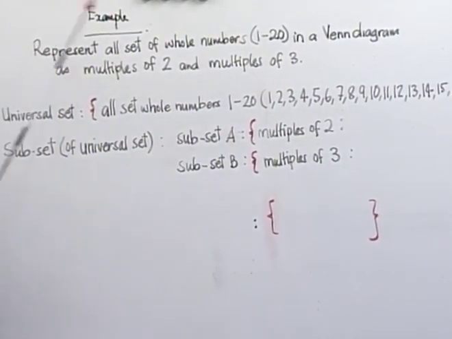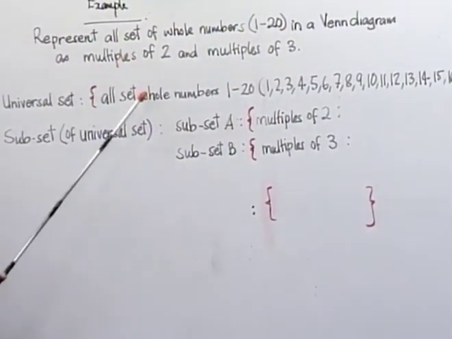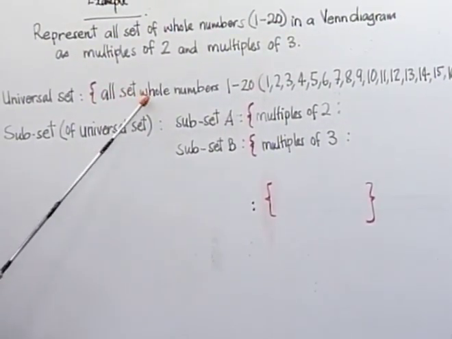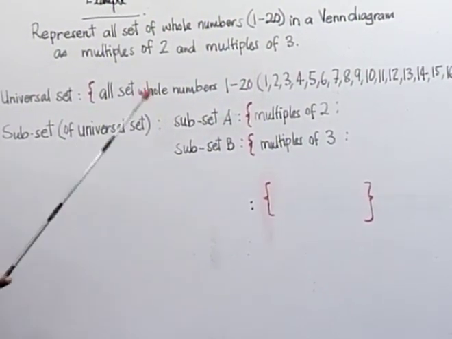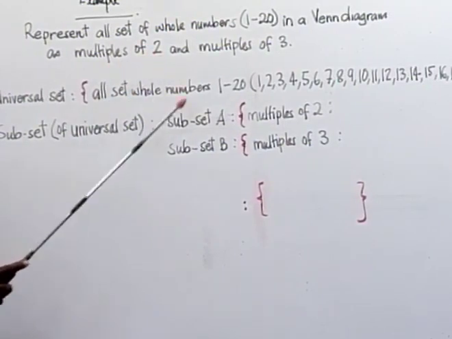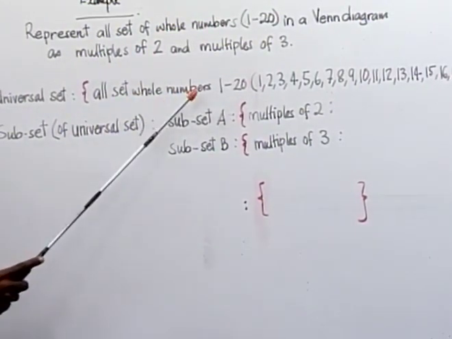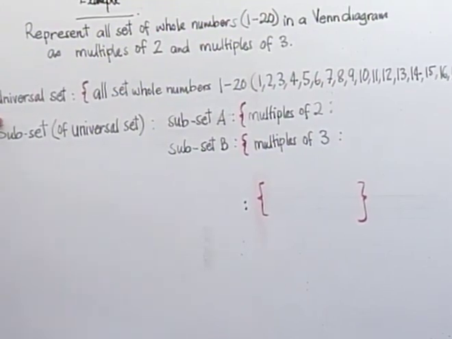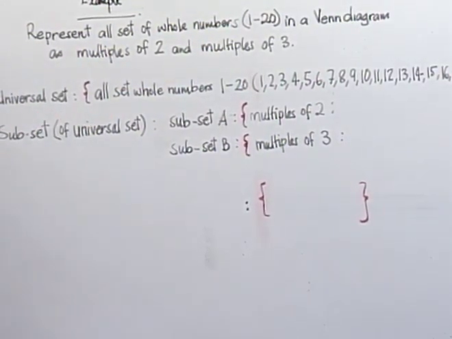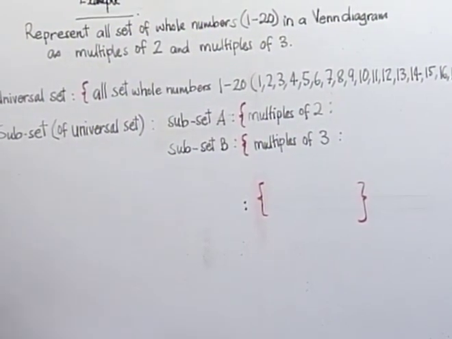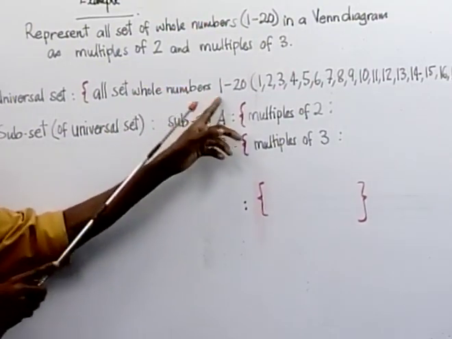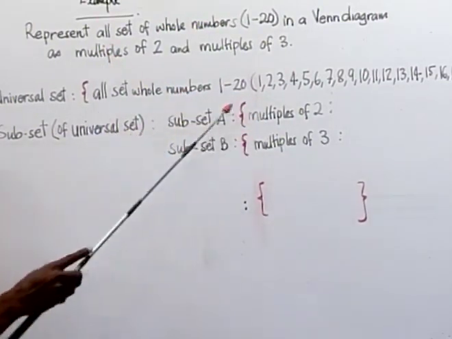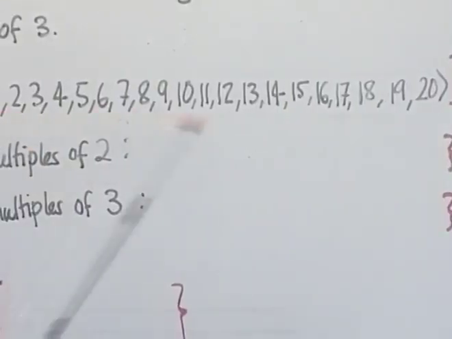Now, the whole set: all whole numbers are from 1 to 20. So 1 to 20 is the whole set. And this whole set of whole numbers from 1 to 20 is called the universal set. In other words, the main group. Now, these universal sets, whole numbers from 1 to 20 only, between 1 to 20 only. And these are the numbers which are between 1 to 20.